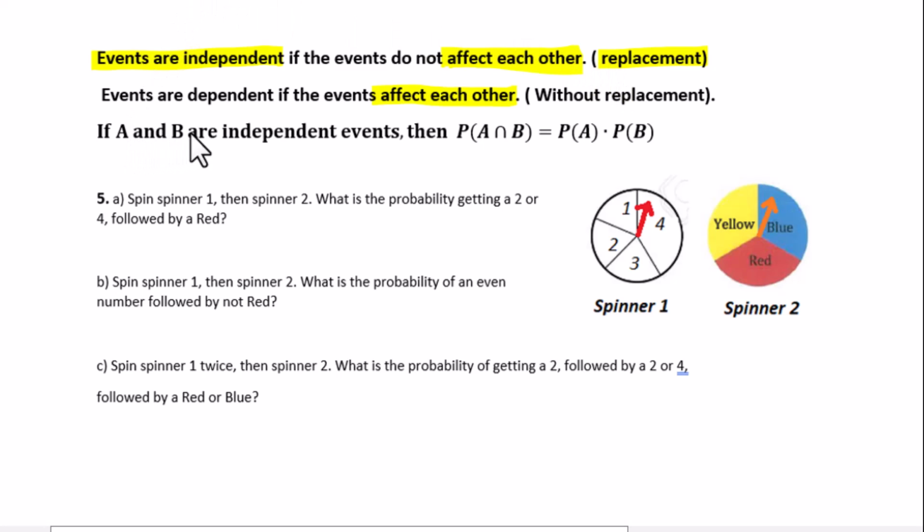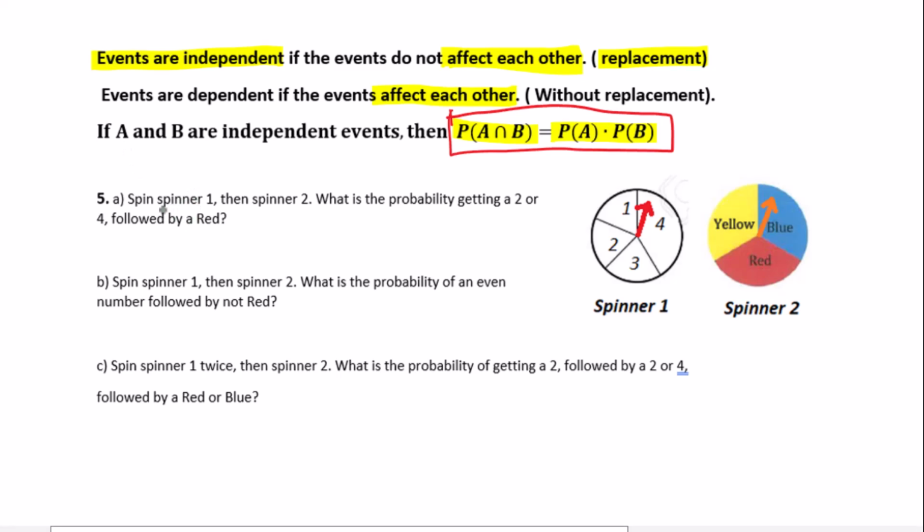If A and B are independent events, then P of A intersection B equals P of A times P of B. This is the definition for independent events. We normally use this formula to determine whether the events are independent or not.